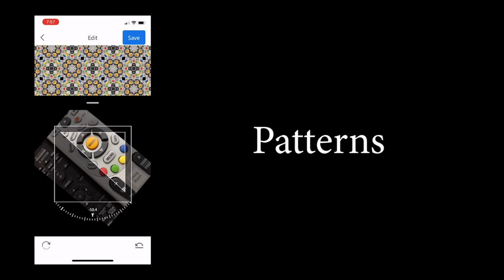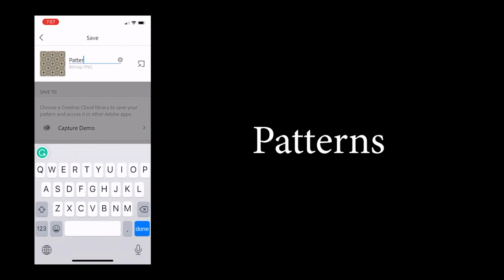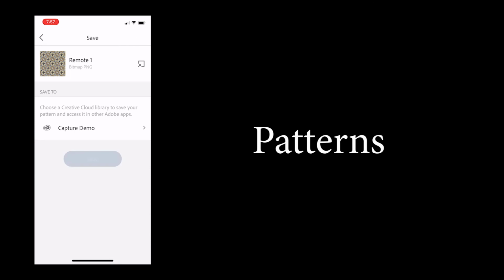So we'll save whatever pattern here. We'll call this remote. You know, we're not trying to get too fancy here. This is a pattern of a remote. Can I type remote? There we go. R-E-M-O-T-E. And we hit save. Going to capture demo. Let's call it remote 1. We're going to capture demo and we hit save.